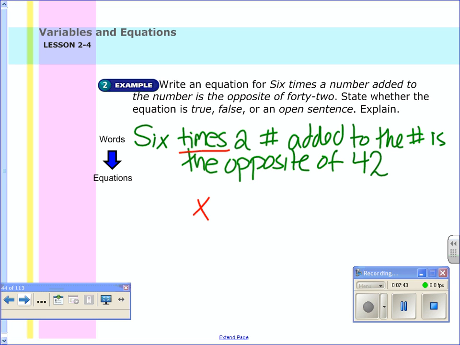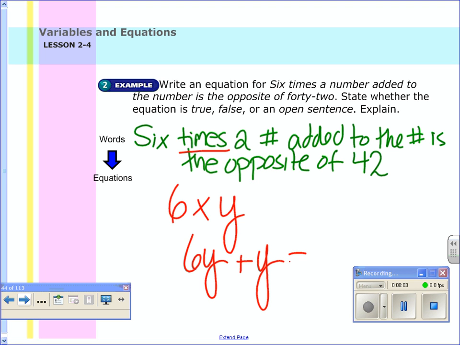All right, so we first have 6 times a number. Well, we don't know what that number is, so I'm just going to call it 6 times y, or 6y. All right, added to the number. So we're adding to that number. Again, we don't know what that number is, so you'd actually write y is the opposite of 42. So what number is opposite of 42? Well, that would be negative 42. So if you take a look at this one, we have 6y plus y is negative 42.